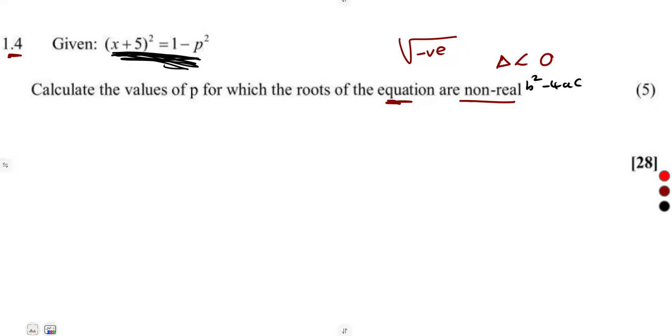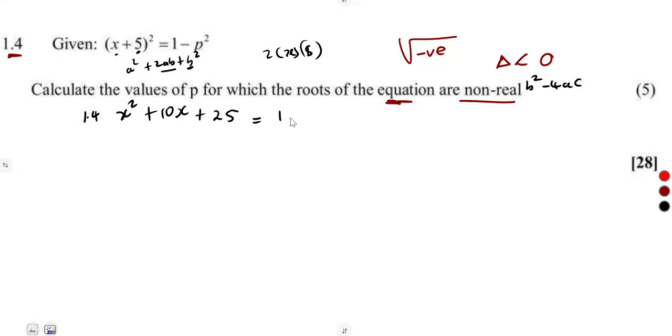Because when you solve, you're going to have a part that will be under the square root. The part under the square root is your delta. Or you can simply expand. So this was going to give us x squared plus, when it is a positive, it's going to be a squared plus 2ab plus b squared. So 2ab, multiply 2 times a times b, 2 times x times 5, which is going to give us 10x plus b squared. Our b is 5, and 5 squared is 25. So that is equal to 1 minus p squared, what is on the right hand side. So this is what you have.